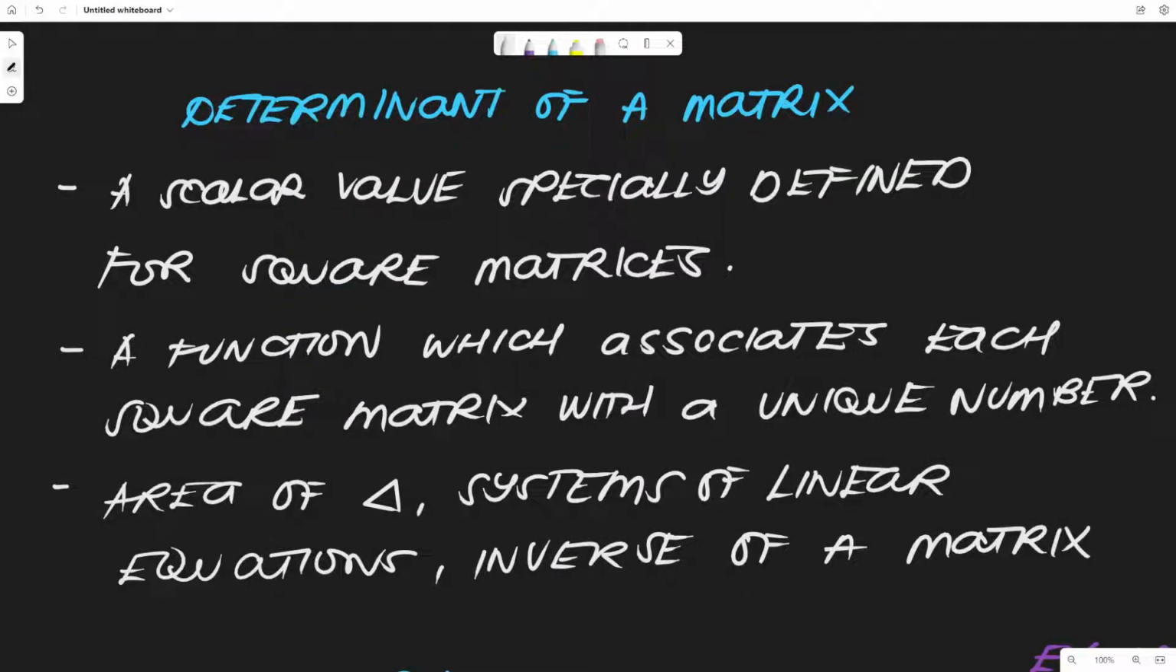Welcome to our lesson today. We'll be discussing determinants. This is one of the most important lessons in linear algebra, in getting the determinant of a matrix.